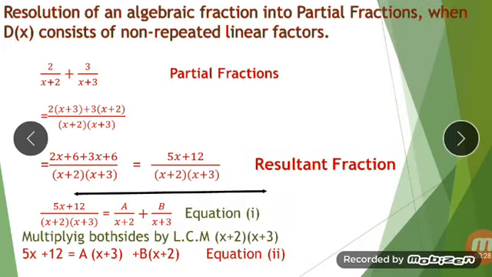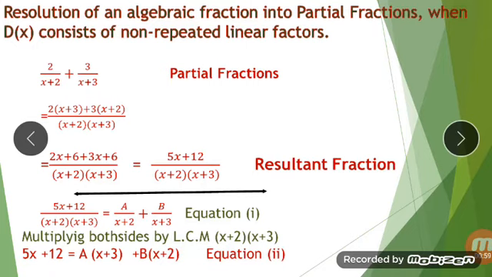So let's begin with the first topic, resolution of an algebraic fraction into partial fractions when the denominator consists of non-repeated linear factors. This topic is for exercise 4.1. In exercise 4.1, we came across fractions in which the denominators were non-repeated linear factors. So the partial fraction of this resultant fraction can be made as a divided by x plus 2 plus b divided by x plus 3.